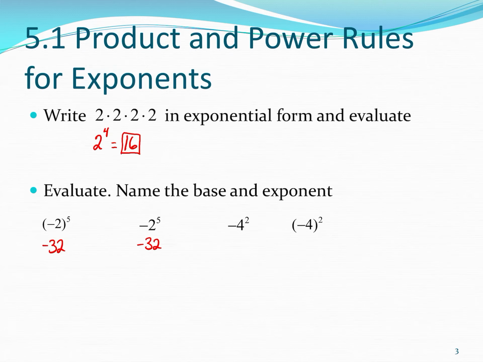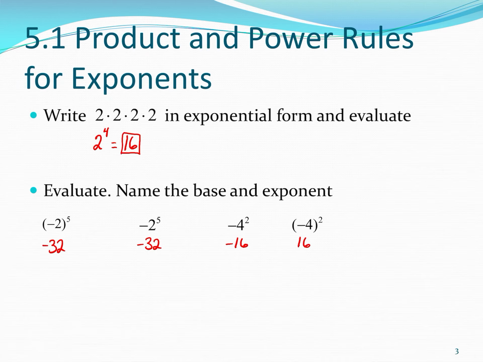The next one is negative 2 to the 5th power, in parentheses. That also is negative 32. On the next one, we have negative 4 squared, which is negative 16. And that may throw some of you for a loop, so hang tight. We'll talk about that in a second. And then on the last one, we have negative 4 in parentheses squared, which is positive 16.